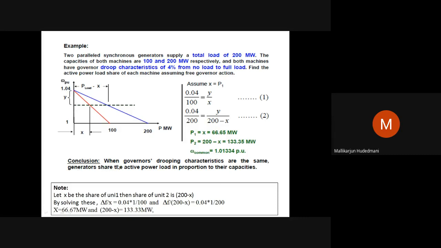So we can see the conclusion here. When the governor characteristics are the same, generators share the active power load in proportion to their capacities, which I was speaking about. The one which is 100 and one with 200, in proportion to their capacity, they have shared. This is the observation from this particular example, and the frequency is still safe for your operation. So this is how you will get another incremental knowledge for your understanding.